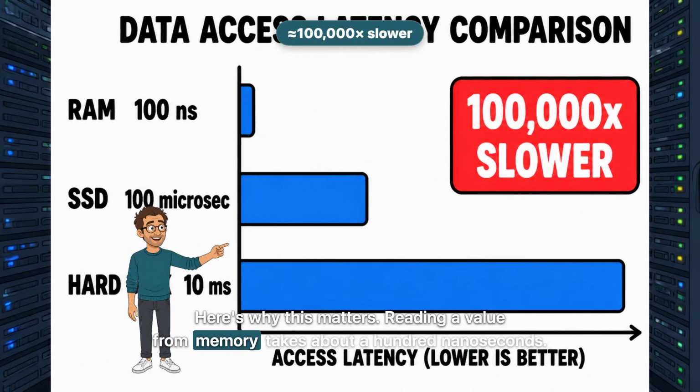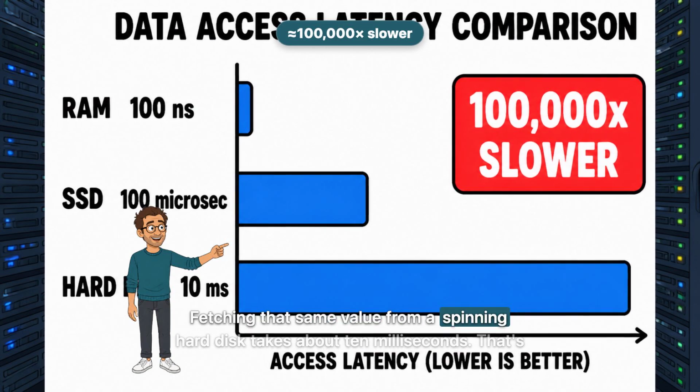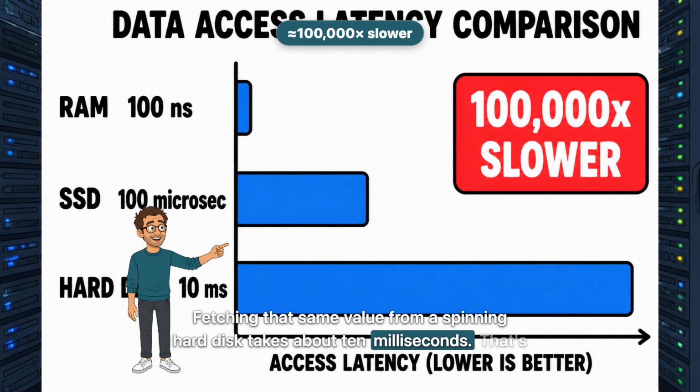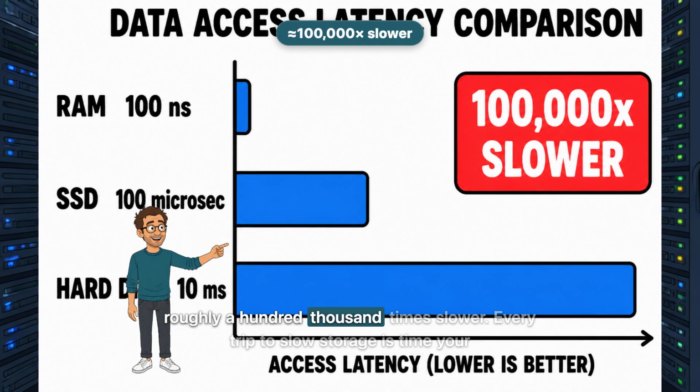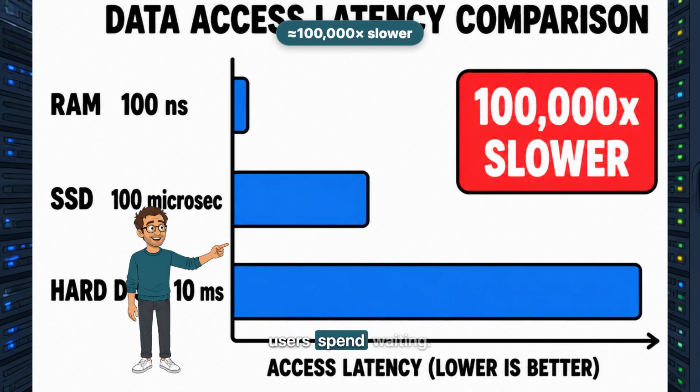Reading a value from memory takes about 100 nanoseconds. Fetching that same value from a spinning hard disk takes about 10 milliseconds. That's roughly 100,000 times slower. Every trip to slow storage is time your users spend waiting.